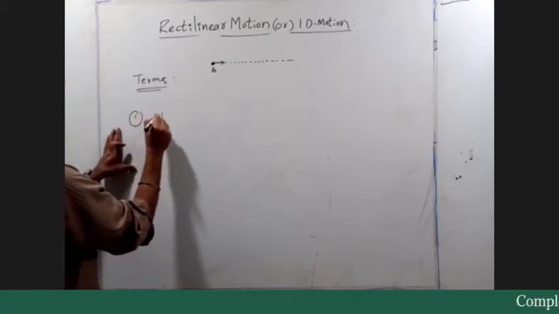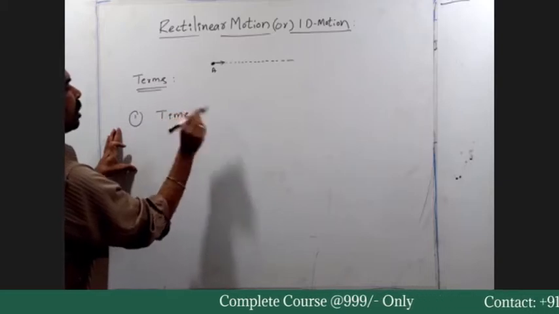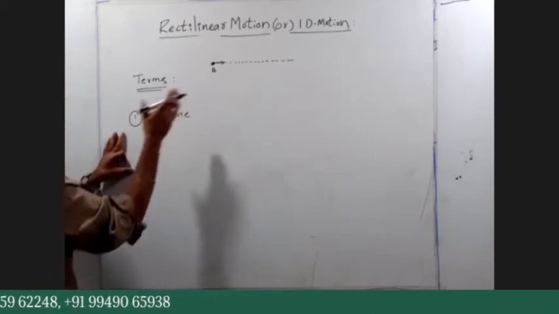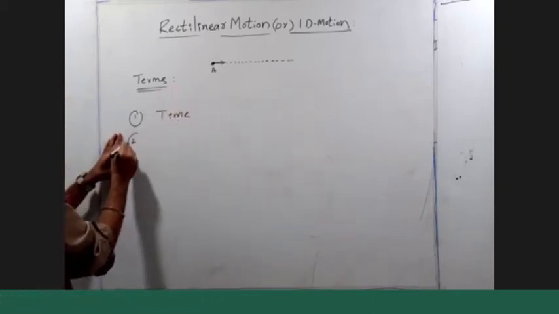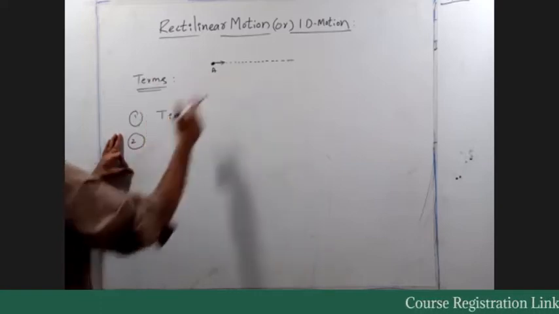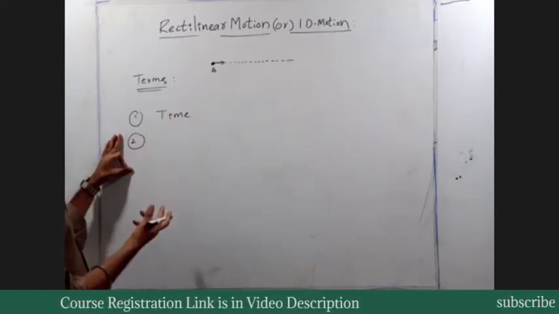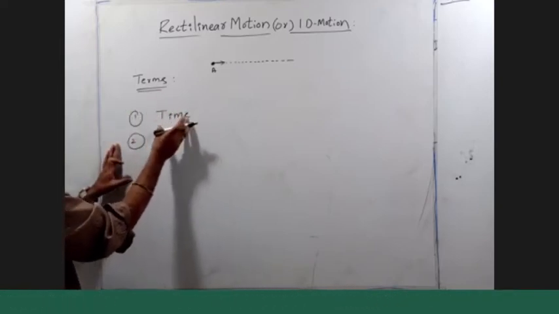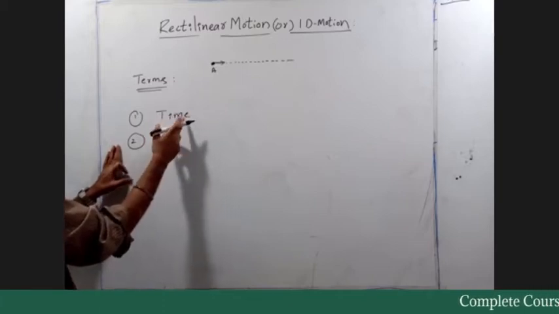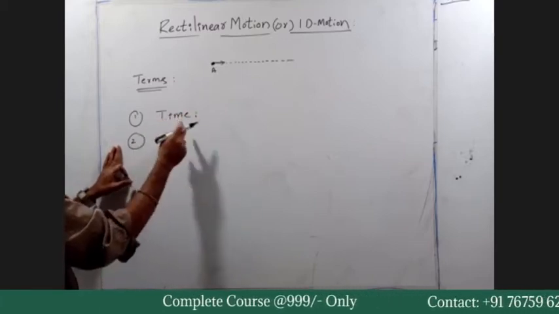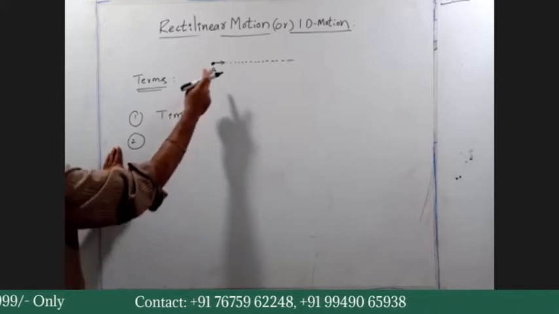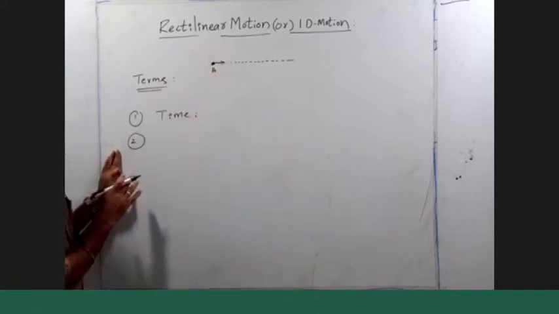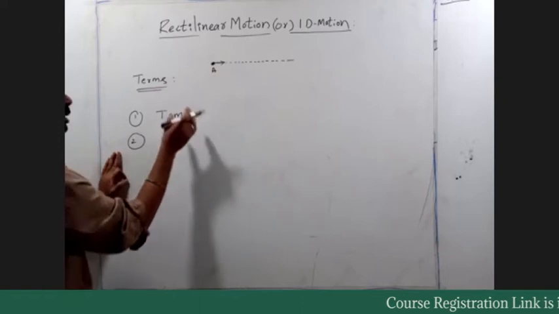One term we have to use is time. Time is one quantity we use to describe rectilinear motion at a particular instant. Time is a physical quantity, a scalar quantity, and its SI unit is seconds. At any instant of time, the moving particle is at one particular position or location.